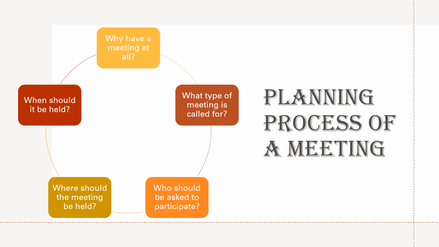Now, whenever we're planning to convene a meeting, before the meeting is planned, there is a certain process of planning that goes behind it. Planning like why at all have a meeting, what type of meeting is called for, who should be asked to participate in that meeting, where should the meeting be, and when should the meeting be held. All these things are very important for a meeting to be a success.